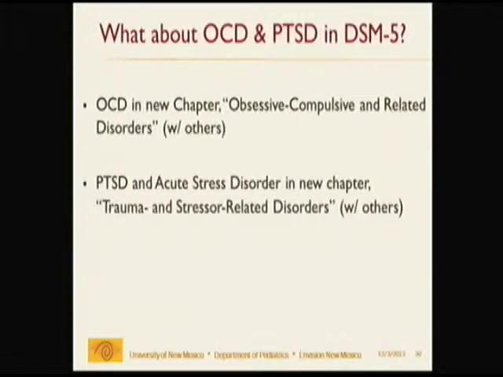Well, what about OCD and PTSD in the DSM-V? OCD is now in a new chapter referred to as Obsessive-Compulsive and Related Disorders that actually includes impulsive behavioral disorders, whereas PTSD and acute stress disorder are in a new chapter, trauma and stressor-related disorders.